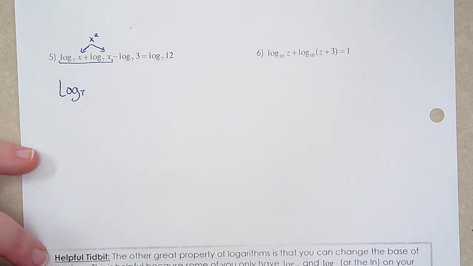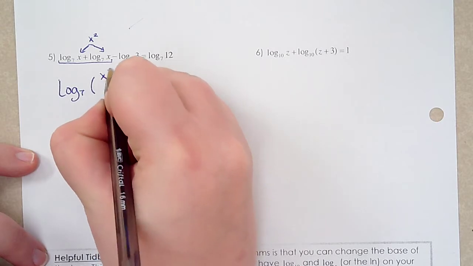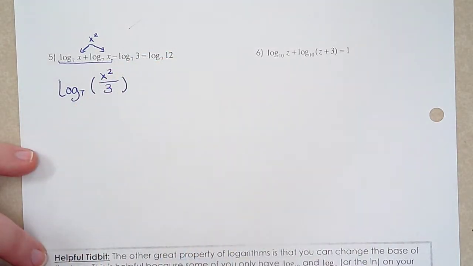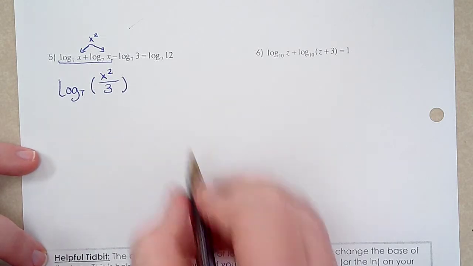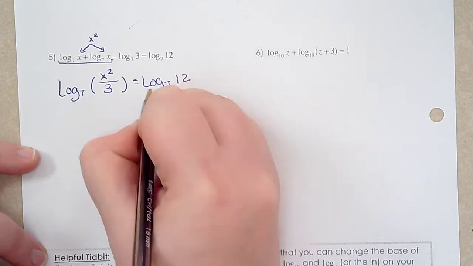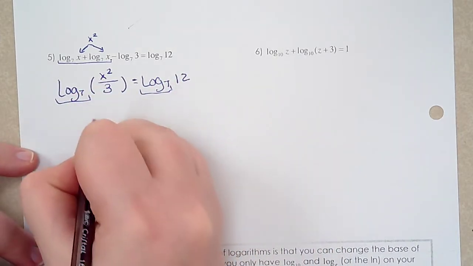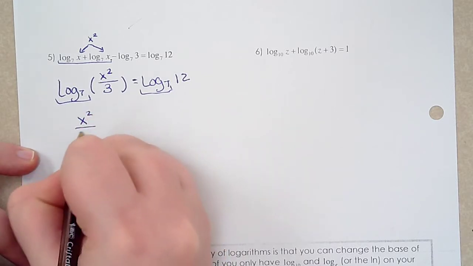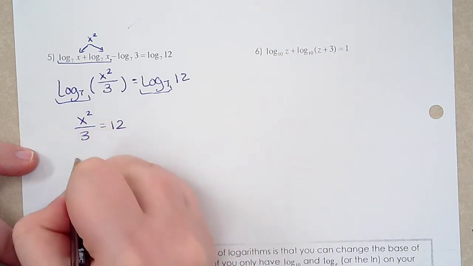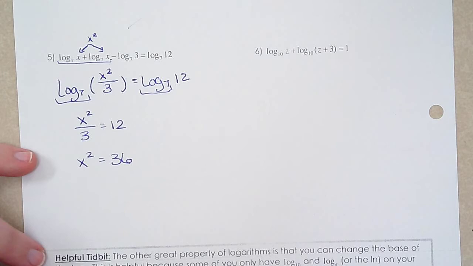Because it has that same base, I'm going to combine this into one whole step and just say that it's the first two steps divided by that third one. And it's still going to be equal to log base 7 of 12. Again, I see they have the same log and base, so let's set them equal to each other. x squared over 3 equals 12. Multiply both sides by 3. You get x squared equals 36.